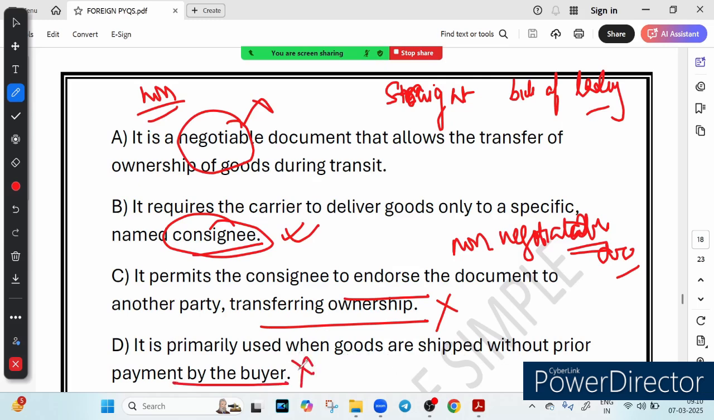This option is also incorrect, because the straight bill of lading is typically used when payment has been made in advance, not when goods are shipped without prior payment. That is more common in scenarios where payment terms are secured, right? So the correct answer to this question is option B.